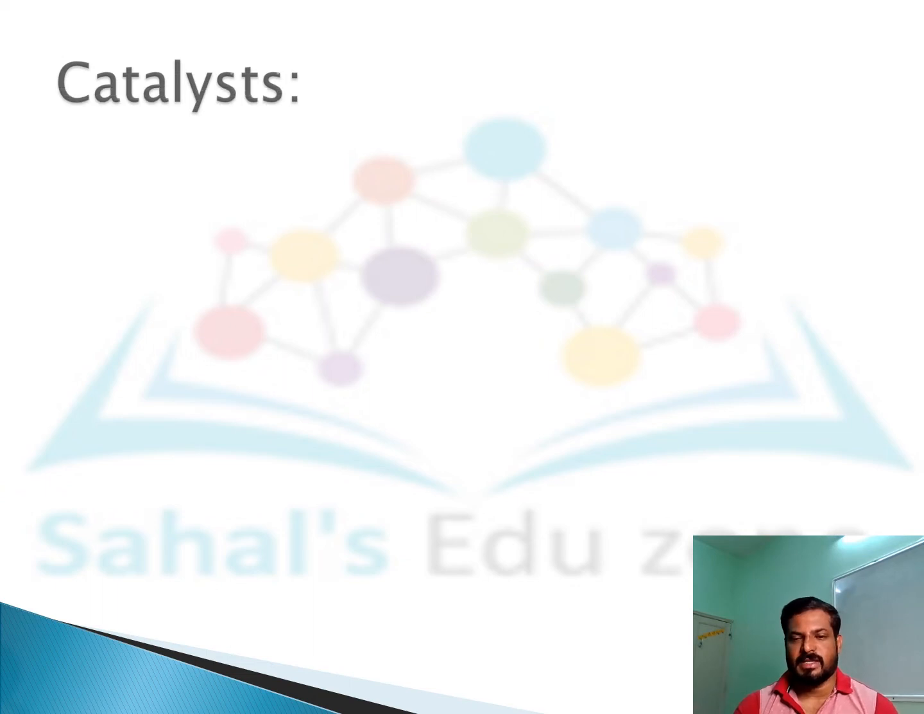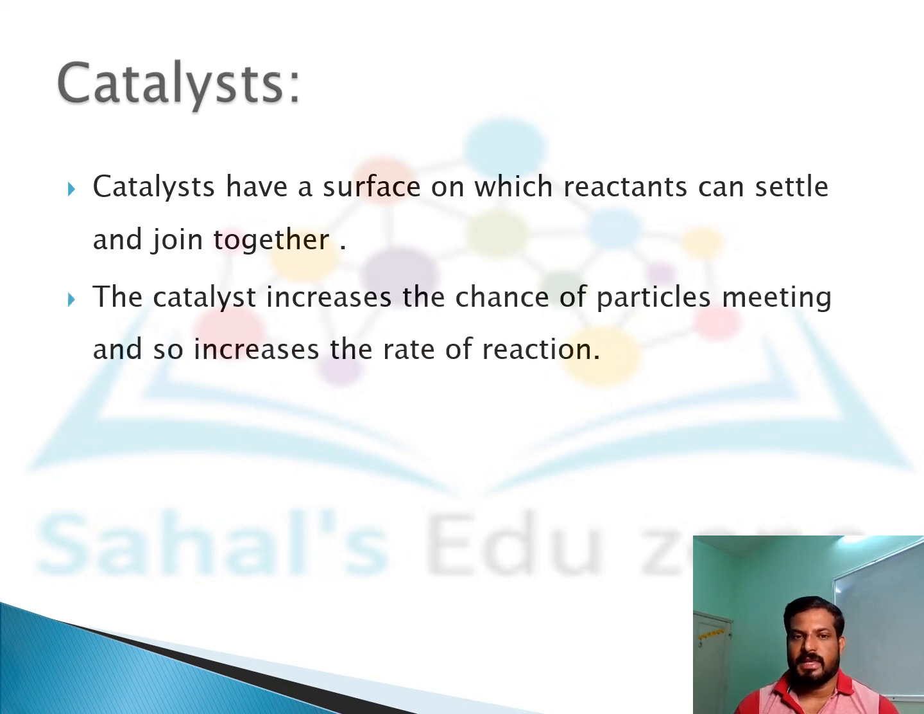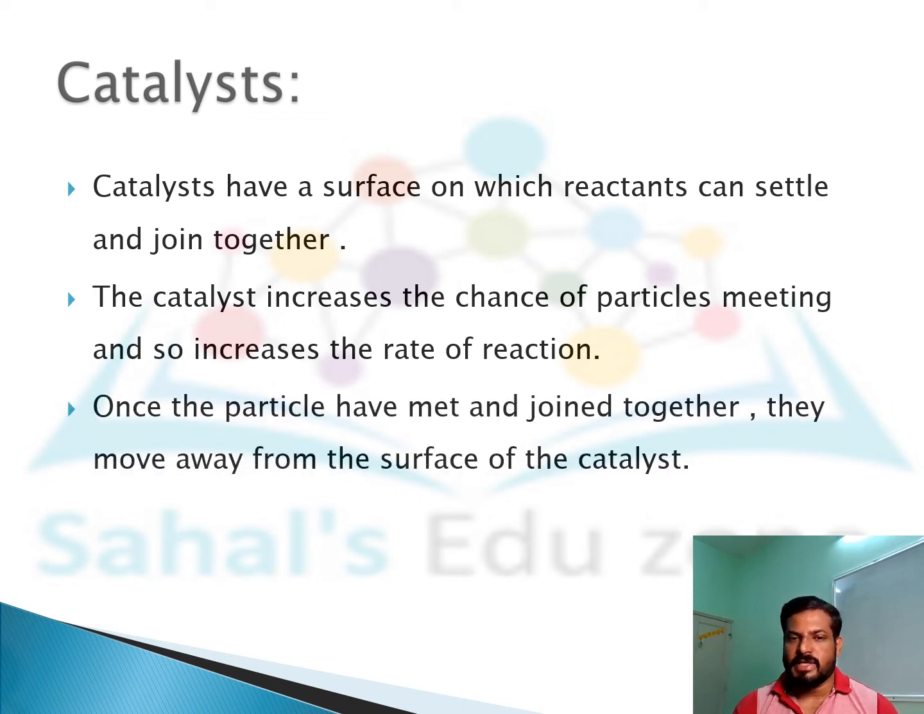Next one, catalyst. As we know, catalysts are substances which alter the rate of reaction. They increase the rate of reaction, but they do not take part in the chemical reaction. Catalysts have a surface on which reactants can settle and join together. The catalyst increases the chance of particles meeting, and so increases the rate of reaction. Once the particles have met and joined together, they move away from the surface of the catalyst.